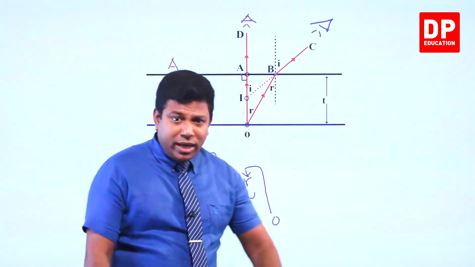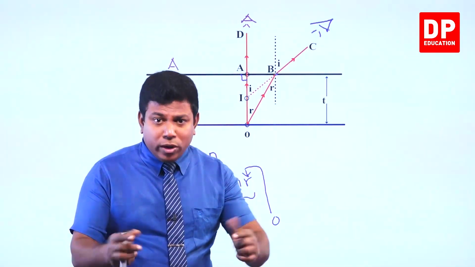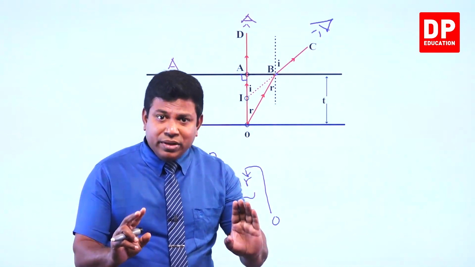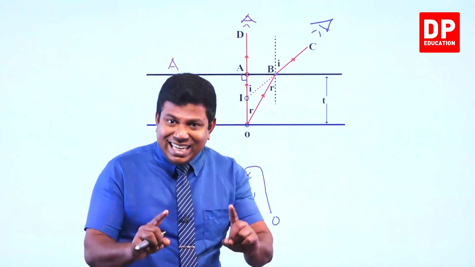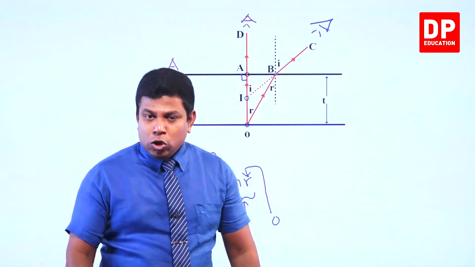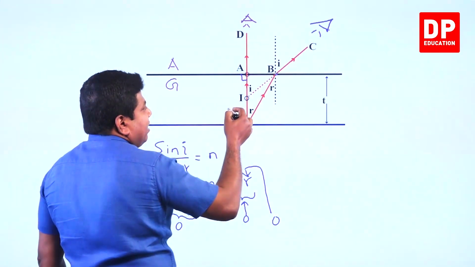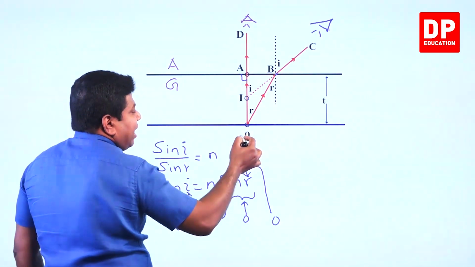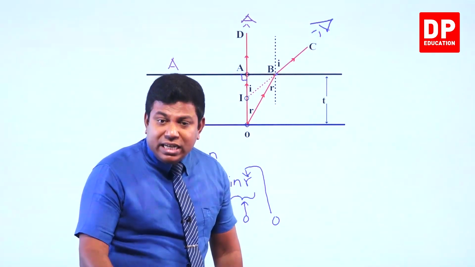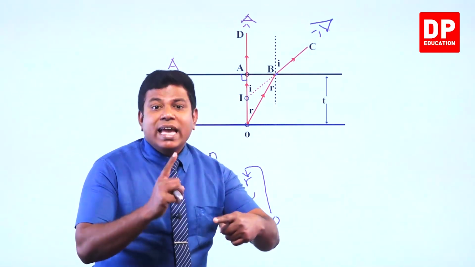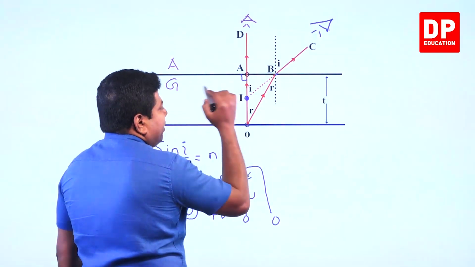Remember, I am looking at the same image. There is only one object and one image for it. You don't get multiple images for the same object. So from both points, what I see is the same image. So that single image has to be on this line as well as on this line. Means what? It must be on the point where both lines intersect, which means this is where the image has to be.